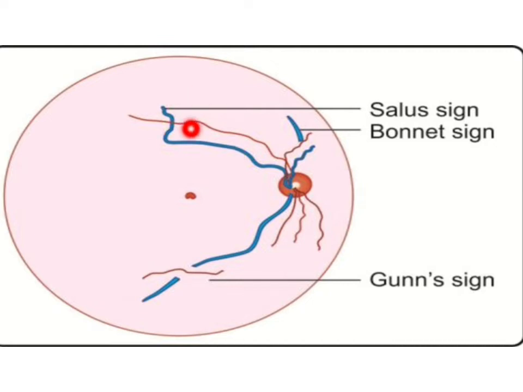Here this is the Salus sign, where you will see the deflection of this vein as this artery is depressing this vein. So there is deflection, meaning change in the pathway. Okay, and then if you see Gunn sign, here you will see tapering. The vein becomes tapered by this artery, so blood cannot flow through that vein. Okay, and Bonnet sign means here you will see this type of tortuous, wavy pattern of blood vessels.